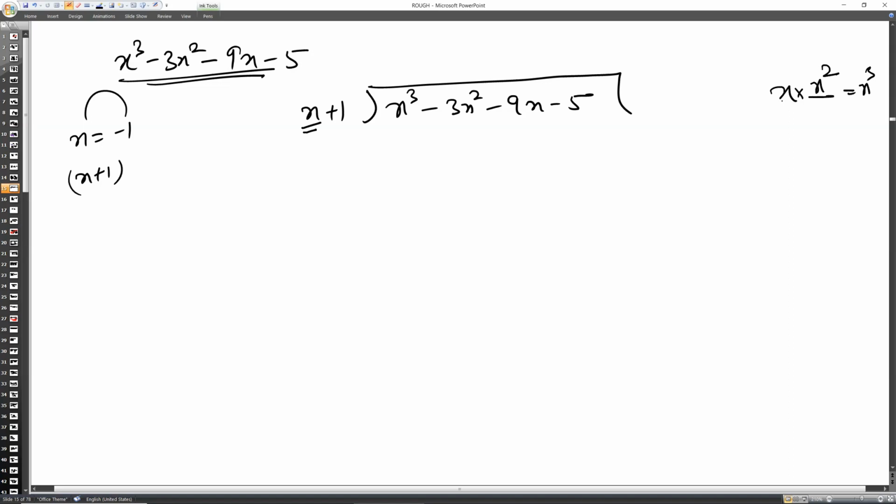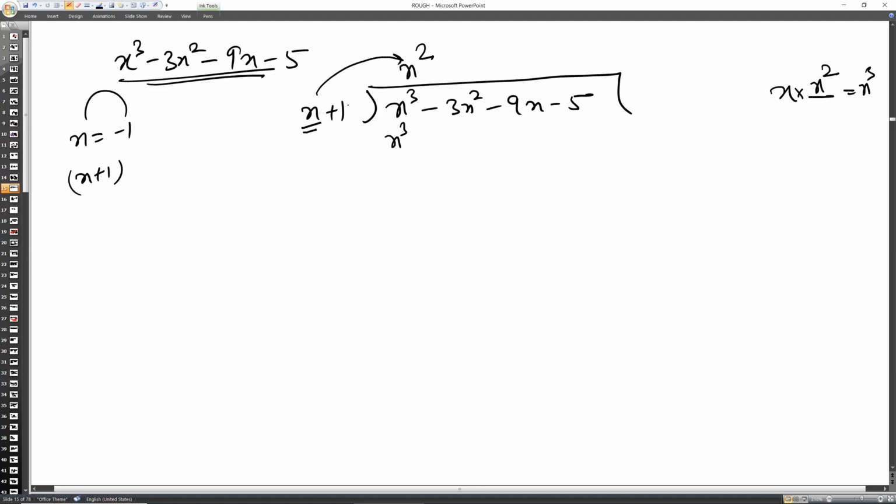Got it, Aris? Yes, sir. So you will write here x square. When you multiply this one, you will get x square. So you write it x cube. Whatever you get, you are just multiplying x with x square to get x cube.